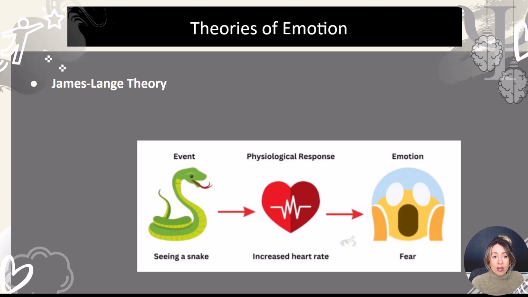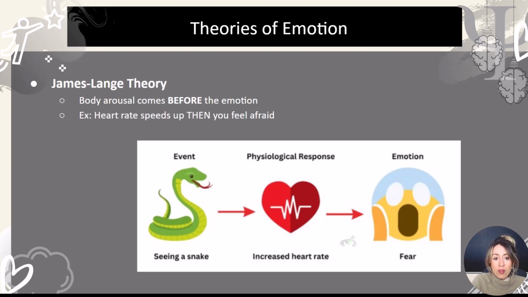So the first theory is the James-Lange theory, and this is the idea that our body actually comes first. So you see a snake, your heart rate increases, and that heart rate increase actually signifies to you that you are afraid. So the body comes before the emotion, right? Heart rate speeds up, and then you feel afraid.